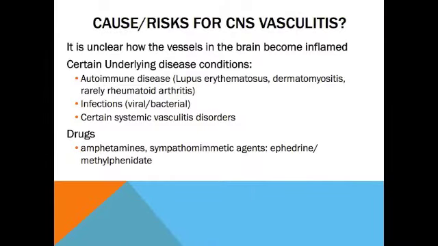It is unclear how the vessels in the brain become inflamed. In some cases, abnormal antibodies and white blood cells attack the vessel walls, causing inflammation and destruction of the walls. Infections, especially those caused by a virus, can also cause CNS vasculitis. You may be at an increased risk if you have a systemic vasculitis disorder, or if you abuse drugs such as amphetamines and sympathomimetic agents.